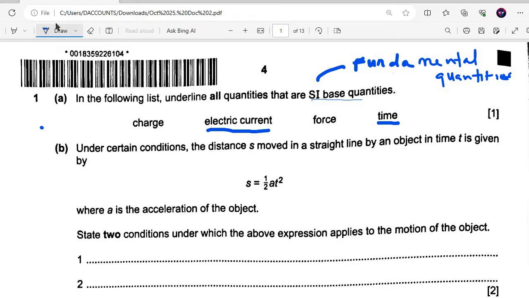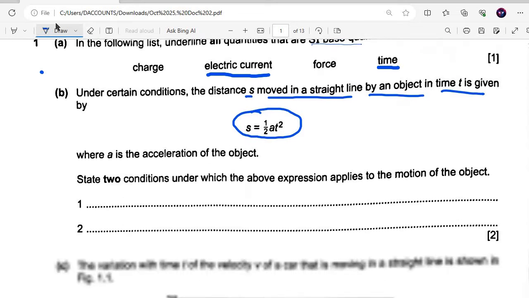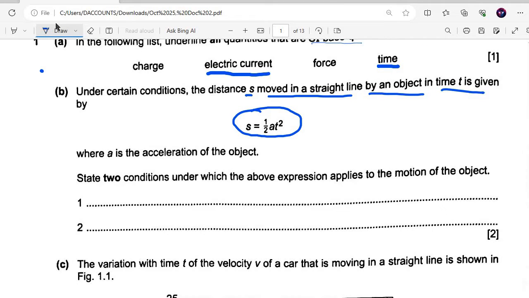The next question. Under certain conditions, the distance s moved in a straight line by an object in time t is given by this, where a is the acceleration of the object. State two conditions under which the above expression applies to the motion of the object.